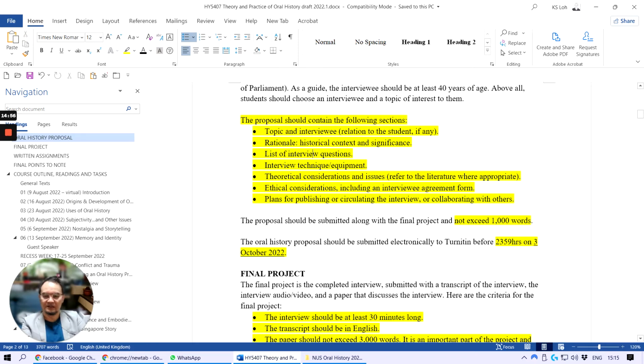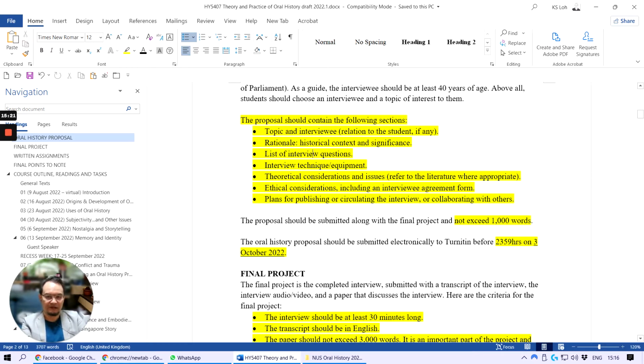right? Theoretical considerations and issues, right? The course is about the theory and the practice of oral history is about 50 and 50, right? So we want to be aware of the academic theoretical considerations that oral history practitioners have encountered and written about.